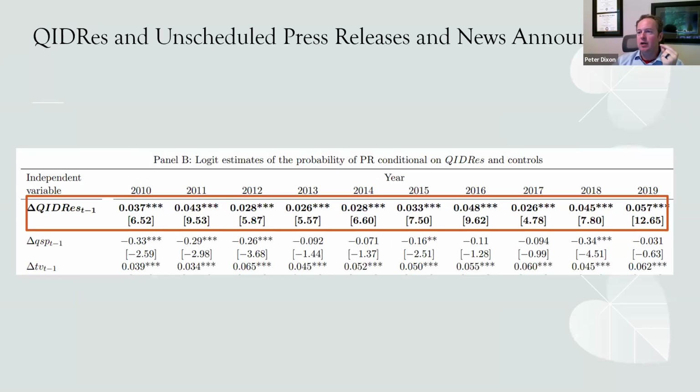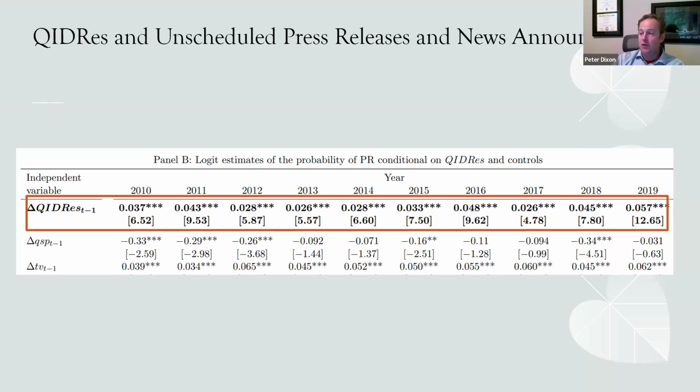Okay, so next we're going to see whether it predicts unscheduled press releases and news announcements. The dependent variable is just a 1 or a 0 for whether or not there was an unscheduled press release on a given day. We have a bunch of controls, but we're going to see whether QuidRes predicts the arrival of these press releases. Basically, do we see a positive and statistically significant coefficient on QuidRes?